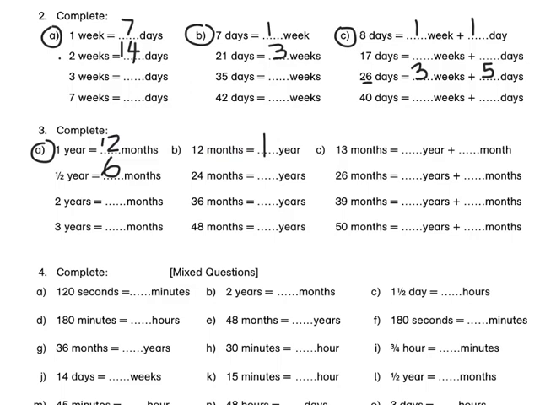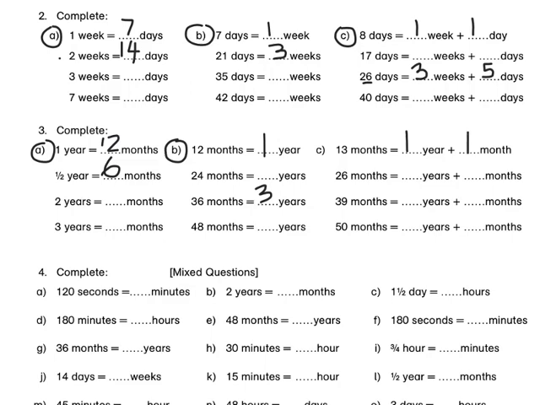So if we look at something like this, if we have 36 months, we must ask how many times can 12 fit into 36? 36 divided by 12 is 3. So 36 months will give us 3 full years. Press pause to complete B now. For C, now we have 13 months. We know that 1 full year is 12 months, so 12 fits into 13 once, remainder 1 month.